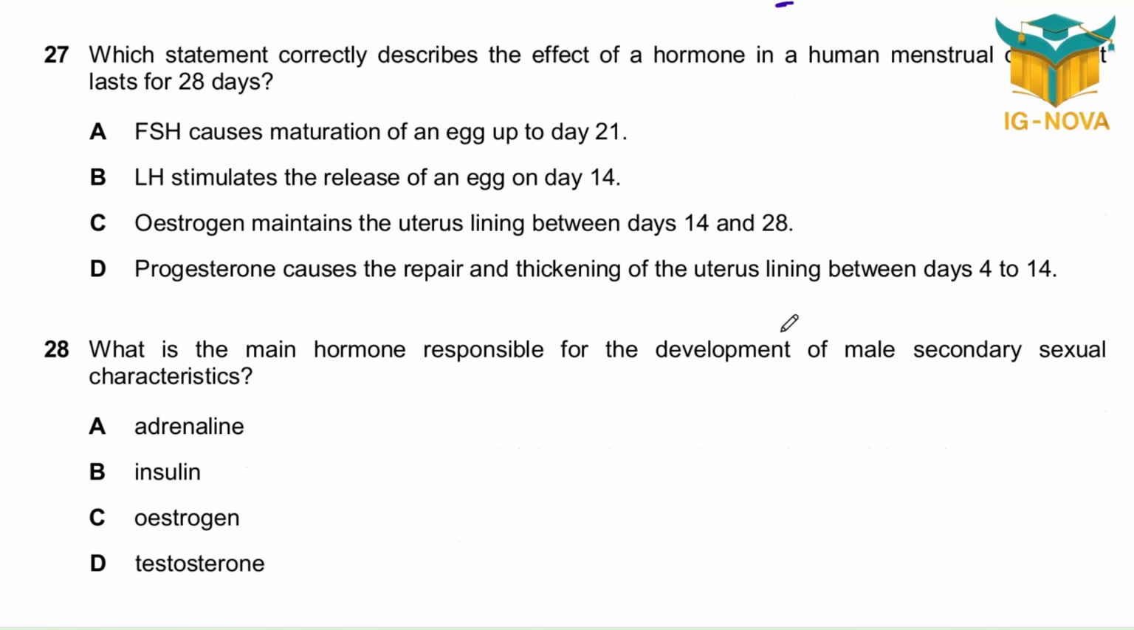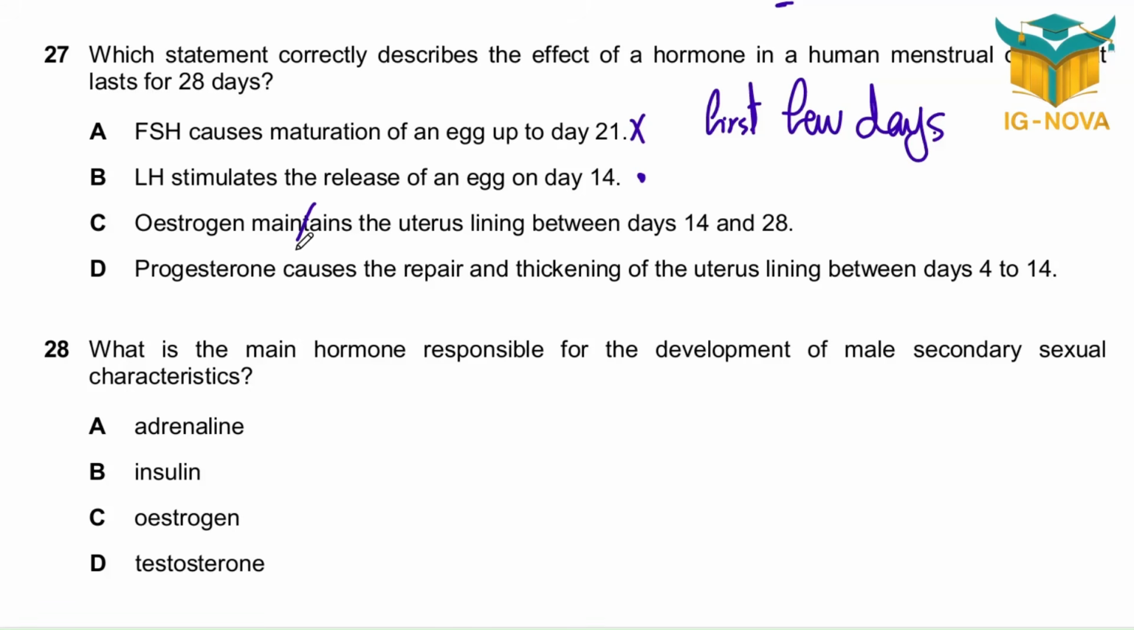Question 27. Which statement correctly describes the effect of a hormone in a human menstrual cycle that lasts for 28 days? FSH causes maturation of an egg up to day 21? Wrong, it acts during the first few days. LH stimulates egg release on day 14, typically. Yes. Let me think about it.